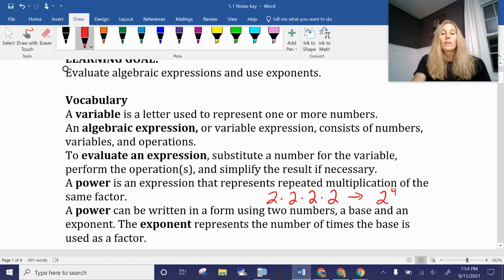A power can be written in this form using the base number. In this case, the 2 would be the base number, and this 4 here would be the exponent representing the number of times that the base number would be used as a factor.